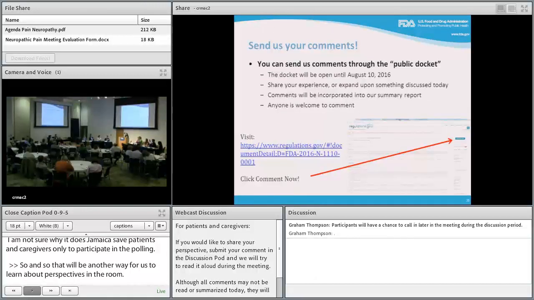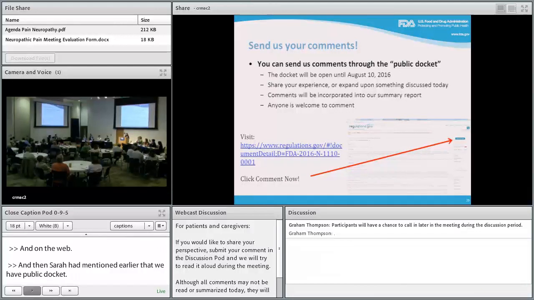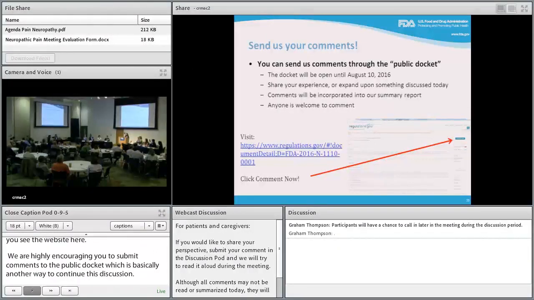And then Sarah had mentioned earlier that we have a public docket, which is a space that we have online. You see the website here. We highly encourage you to submit comments to the public docket, which is basically another way to continue this discussion. We can't possibly cover everything about symptoms, impacts, and treatments that are important to you within a 4-hour meeting. So we have a public docket that will be open for 2 months after this meeting. It closes on August 10th.